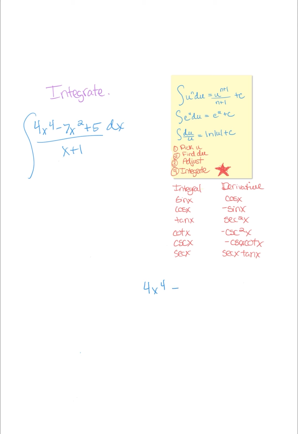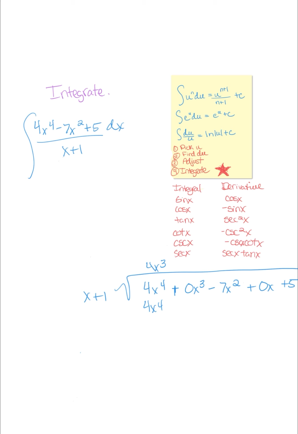Oops, I lied. Not like that. 4x to the 4th minus 0x cubed. Well, we can say plus because that's just 0. Minus 7x squared plus 0x plus 5, all divided by x plus 1. Okay, so x goes into 4x to the 4th, 4x cubed times x, so we're coming back down, equals 4x to the 4th.